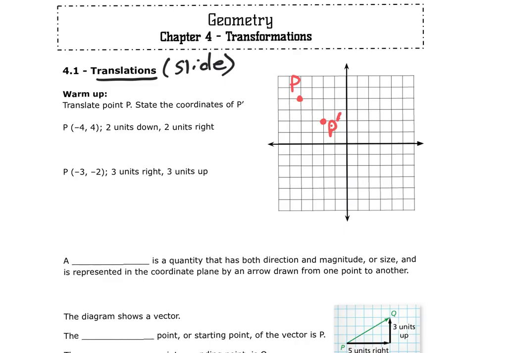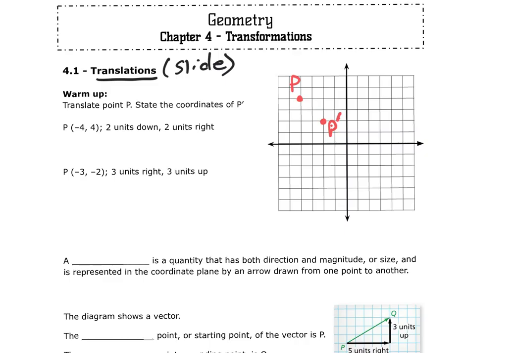This symbol right here means change, right? So we've applied change to P, and so it's still P, but P in a different spot, right? And so that's why we use the same letter, P prime, just a symbol along with it.